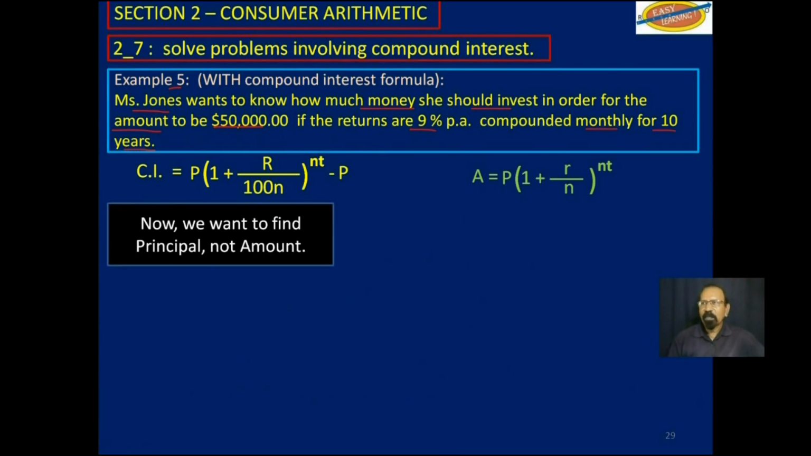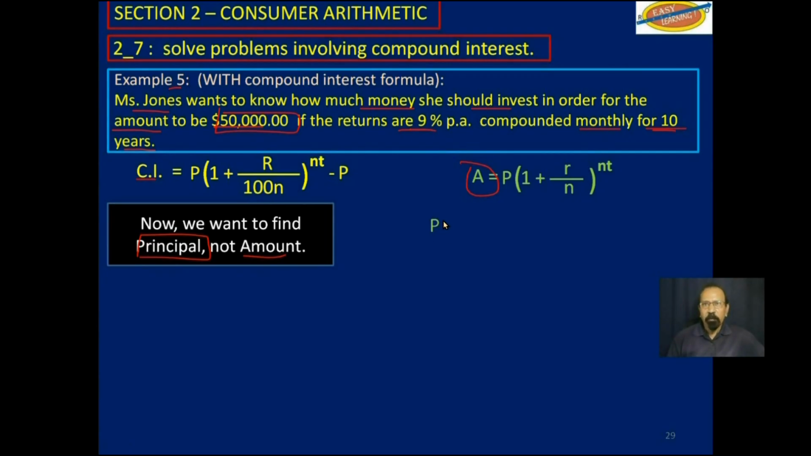Now, this is different from what we were doing. Previously, we were calculating amount given the other things. And from that, we could easily calculate the compound interest. But now, we want to know the principal given the rest of the stuff. So she wants $50,000 at the end of 10 years if the interest is 9% per annum and it is calculated monthly. Okay, that is not as difficult as it looks if you understood everything we have done so far.